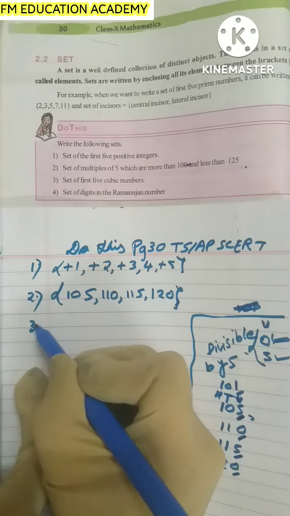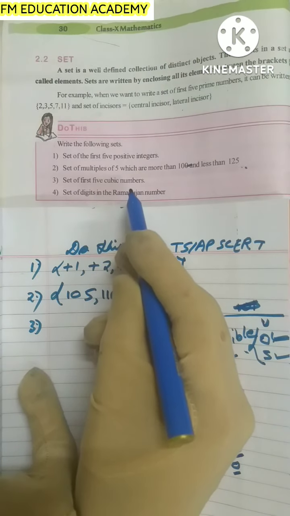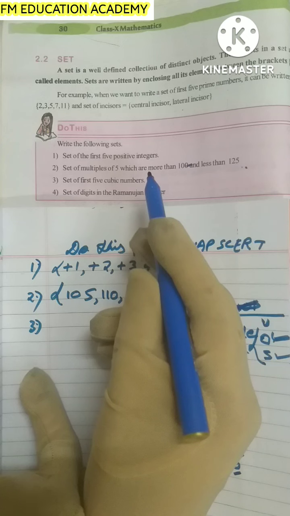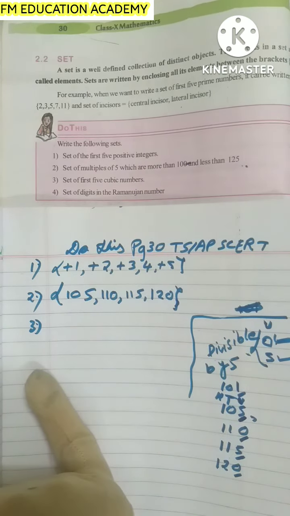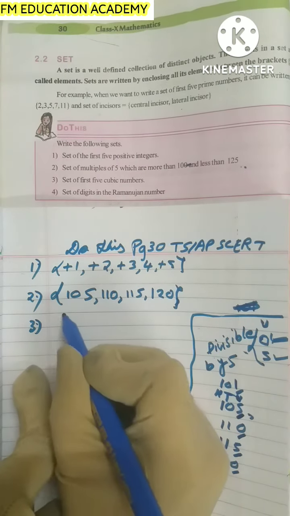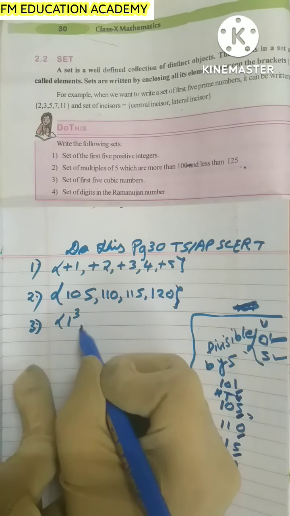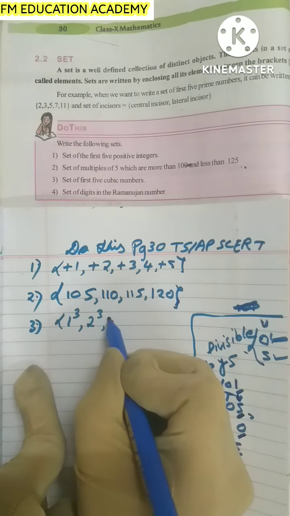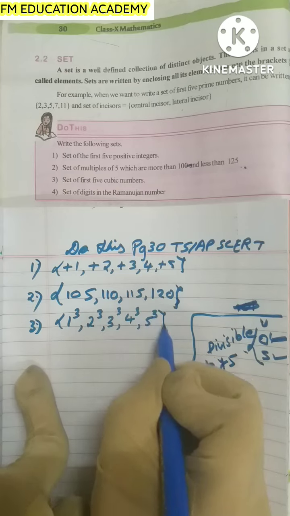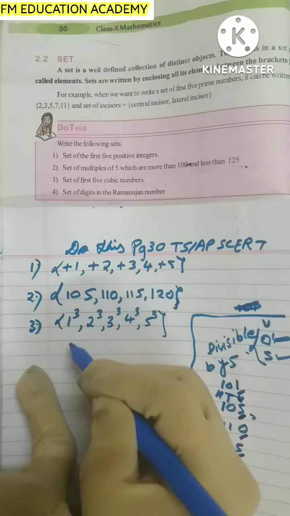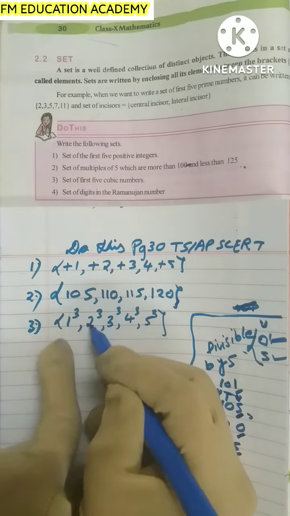Now, what is the third question? Set of first 5 cubic numbers. What are cubic numbers? When we do cube to a number, that is called a cubic number. For example, I have 1 cube, 2 cube, 3 cube, 4 cube, 5 cube. Set of first 5 cubic numbers, it is telling. This is a cubic number, this is also a cubic number.